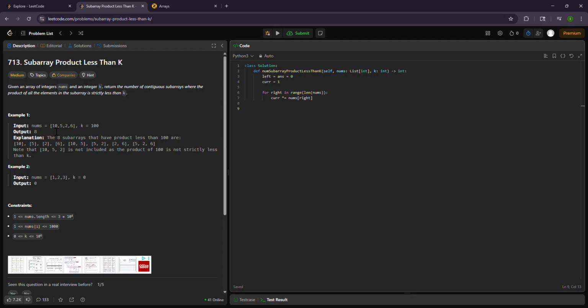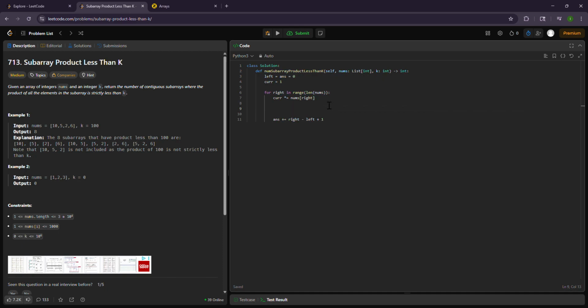What if it is invalid? In this case, it is valid, so we can just increment it and say, okay, answer plus equals right minus left plus 1. Why do we do right minus left plus 1? Right is 0, left is also 0. So right minus left is 0. We have to add 1 so that we know this is the length of that particular subarray. This is when it is valid.